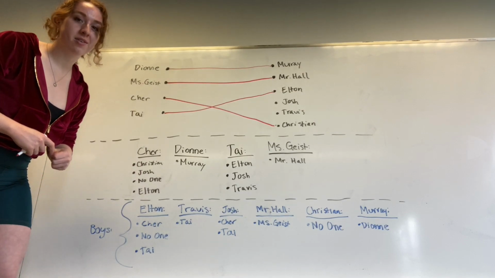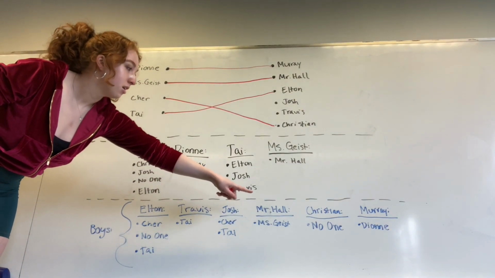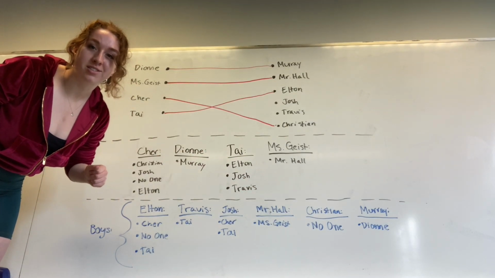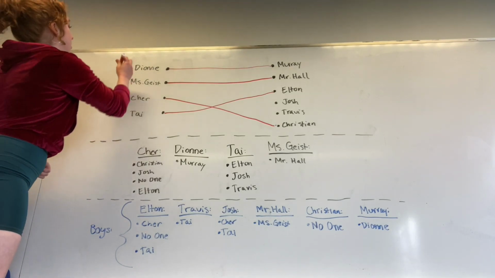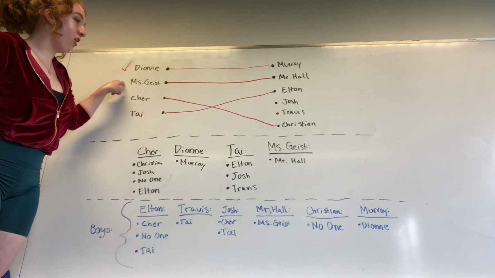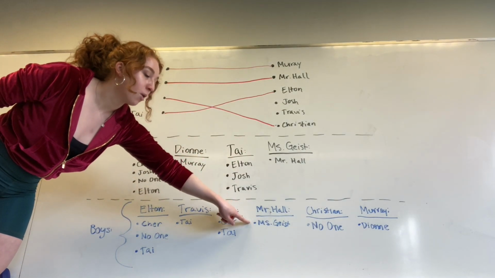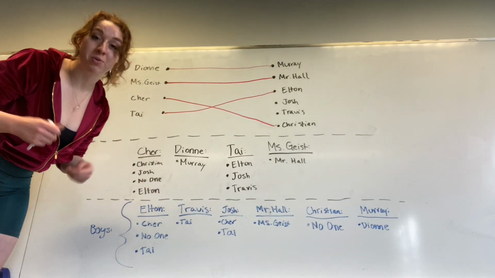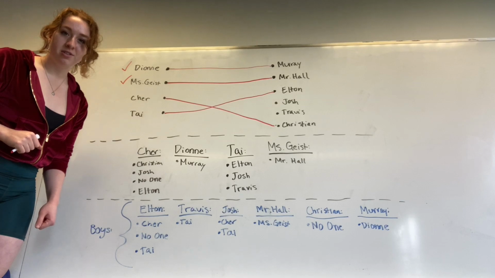Now let's evaluate. So Dion is with Murray, and Murray prefers Dion over anyone else, which means that that's a stable pair. They wouldn't leave each other for anyone else. So this one's good. Now in the case of Miss Geist and Mr. Hall, it's the same thing. Miss Geist prefers Mr. Hall, and Mr. Hall likewise prefers Miss Geist, which means they won't leave each other for anyone else. And this pair is stable.